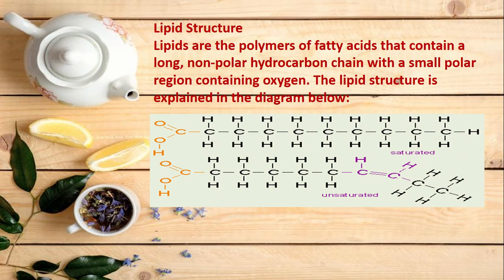So now you will see the lipid structure. Lipids are the polymers of fatty acids that contain a long non-polar hydrocarbon chain with a small polar region containing oxygen. So follow here, lipids are the polymers of fatty acids that contain a long non-polar hydrocarbon chain with a small polar region containing oxygen. The lipid structure is explained in this diagram. Lipids can be classified into two parts, saturated fat and unsaturated fatty acids. Later on I will discuss.